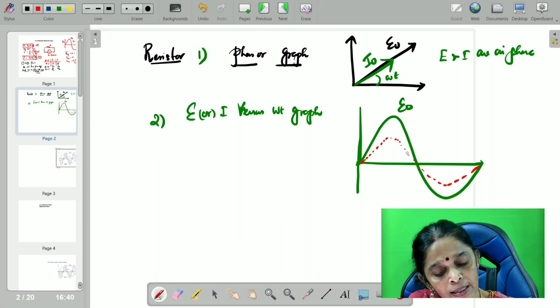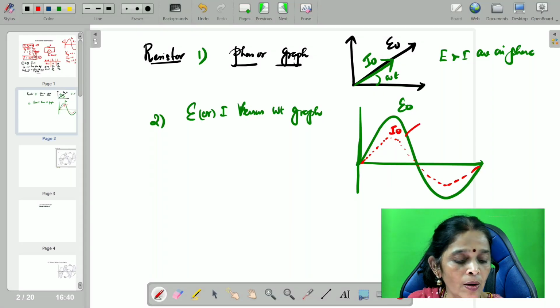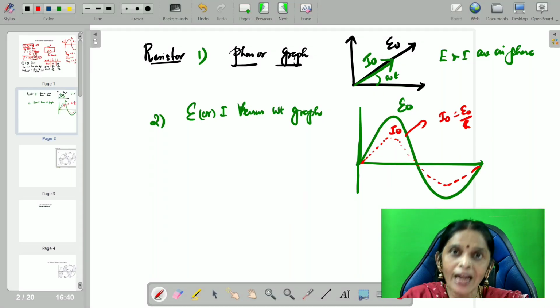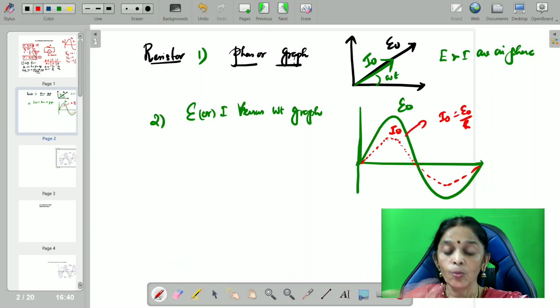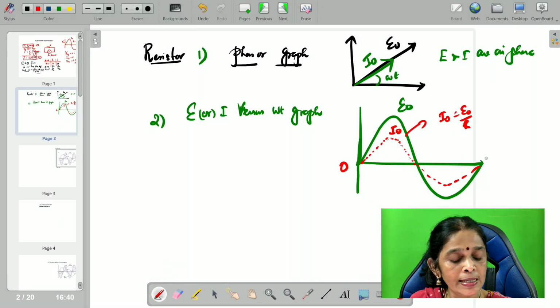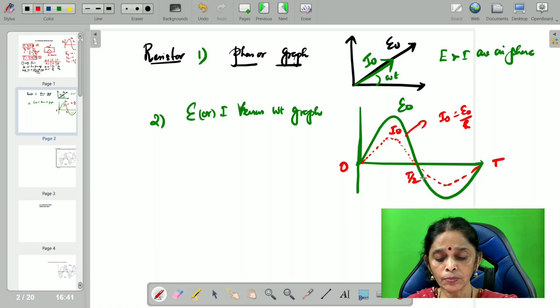See, dotted lines represent I naught, because I naught is nothing but E naught divided by R. Since you are dividing with the resistance R, the value reduces, dips down. So therefore, a little lesser value. But both are in the same phase. So this is 0 to T, this is T by 2, like that.